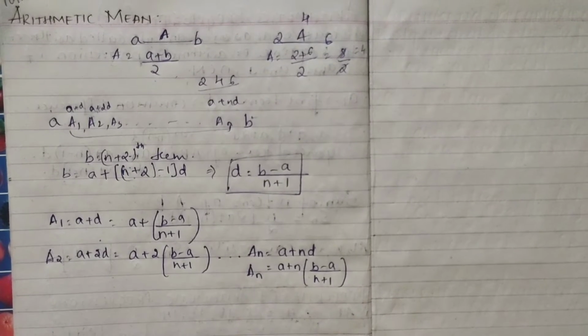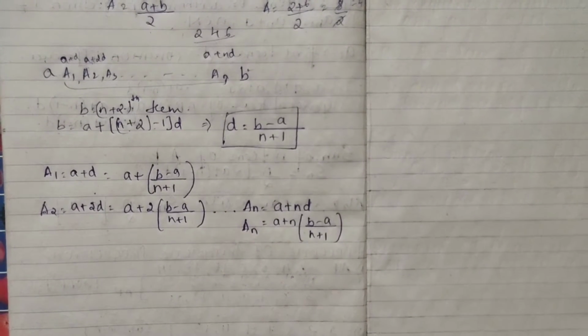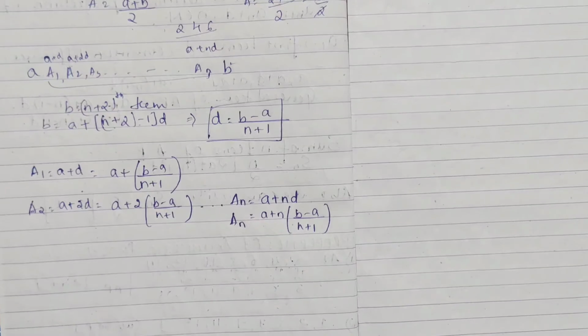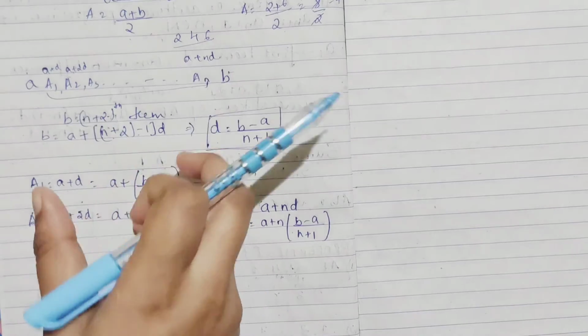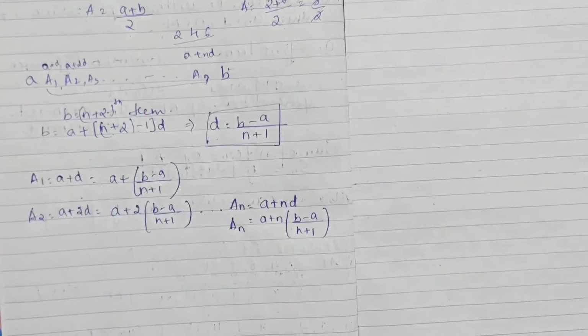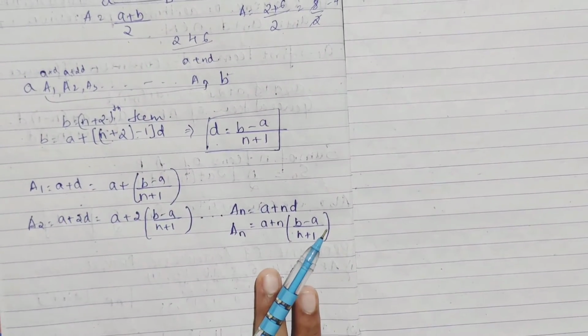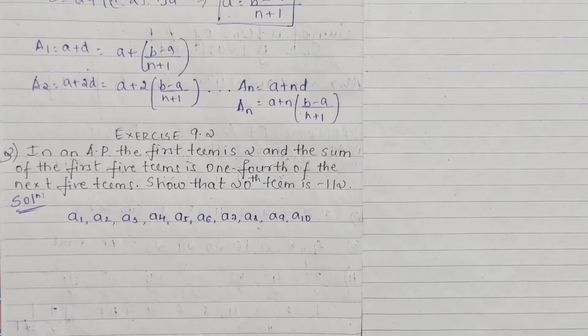So in general, like inserting the numbers, if we get to know our d, then we can find the numbers a1, a2, and however many numbers there are in between. That is the form. We will go for the exercise part.